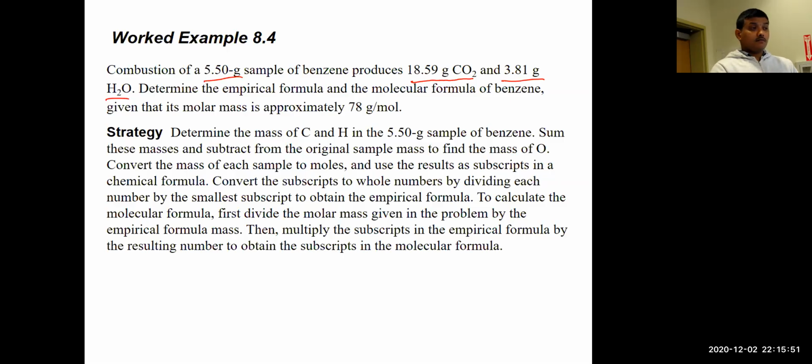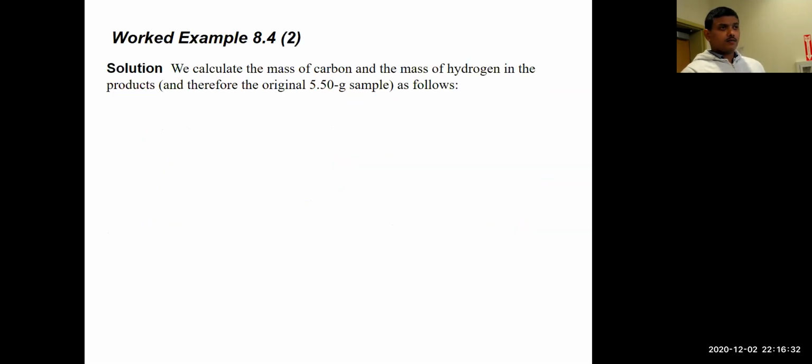Okay, so the plan is the same, just like the previous problem. You're going to identify individual atoms' masses present in the products. There are 2 products, CO2 and H2O. So you're going to identify individual carbon mass, individual hydrogen mass, and individual oxygen mass by taking the difference between the carbon mass and hydrogen mass with the starting sample of 5.5 grams of benzene mass. Once you do that, you're going to identify the moles of those carbons, hydrogens, oxygens, and identify the ratios between them using the smallest molar quantity. Exactly like in the previous problem.